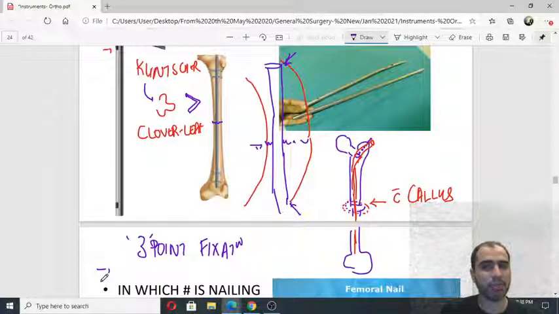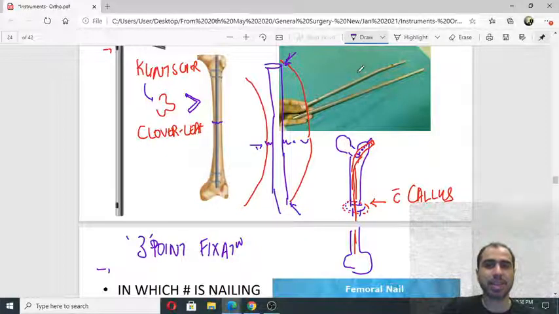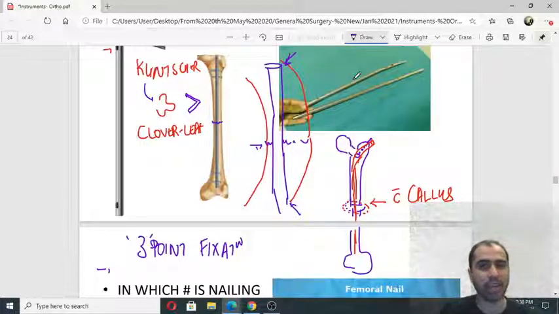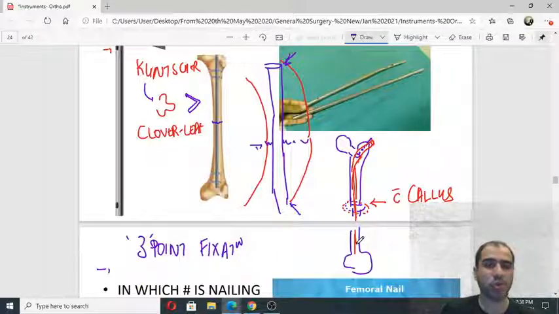Okay, you said it. Why do I need these nails which Rishabh labeled as interlocking nails? Why do I need them? What's the problem with these K nails? When you look at this picture, you will get an idea. What is the problem? No rotational stability.